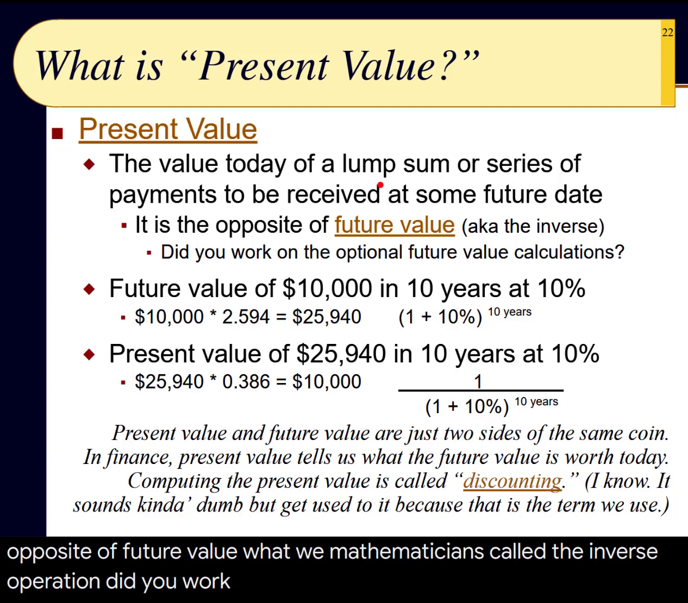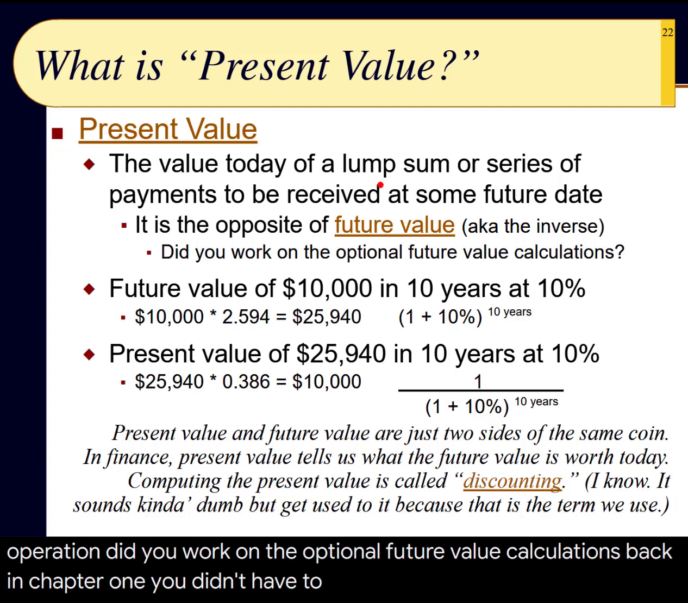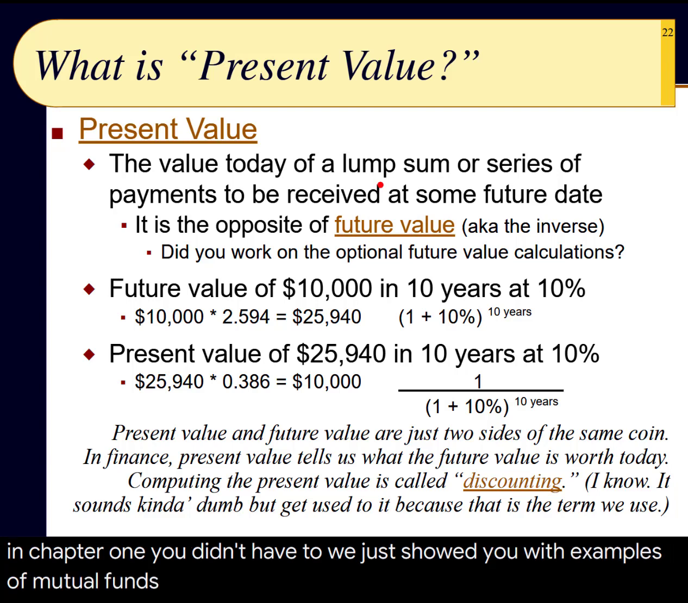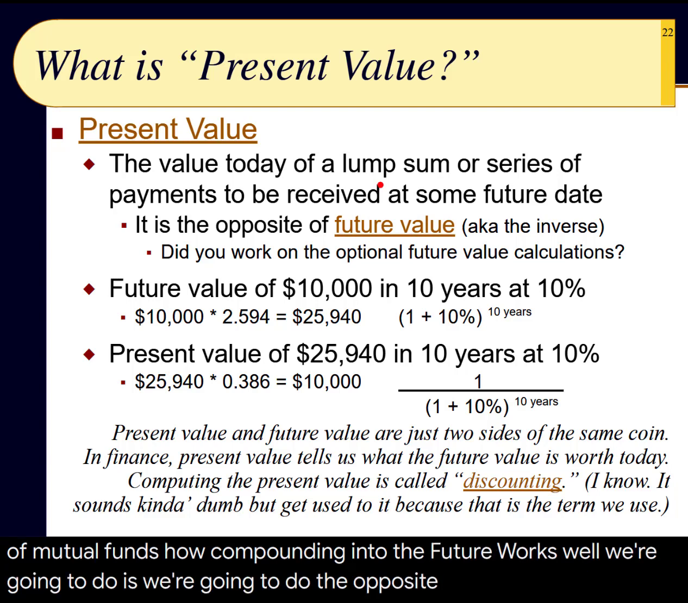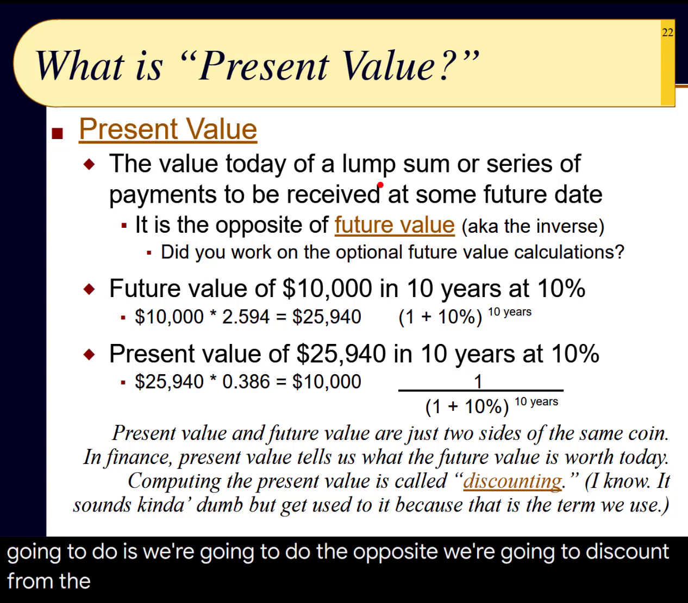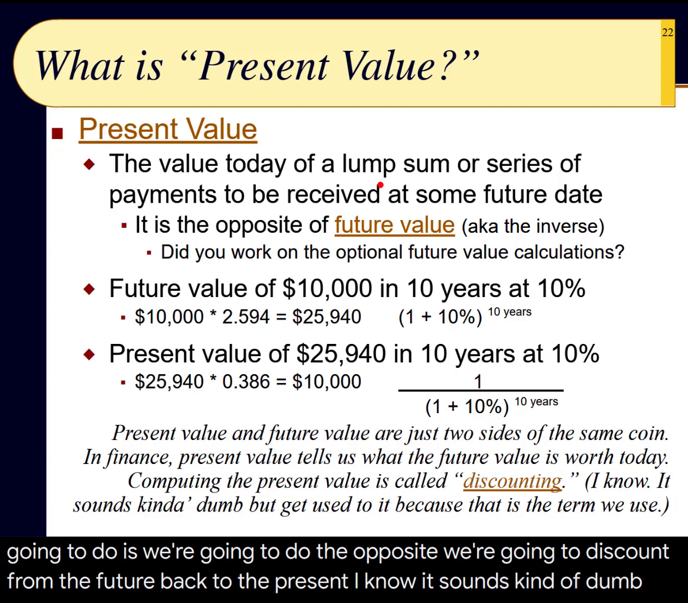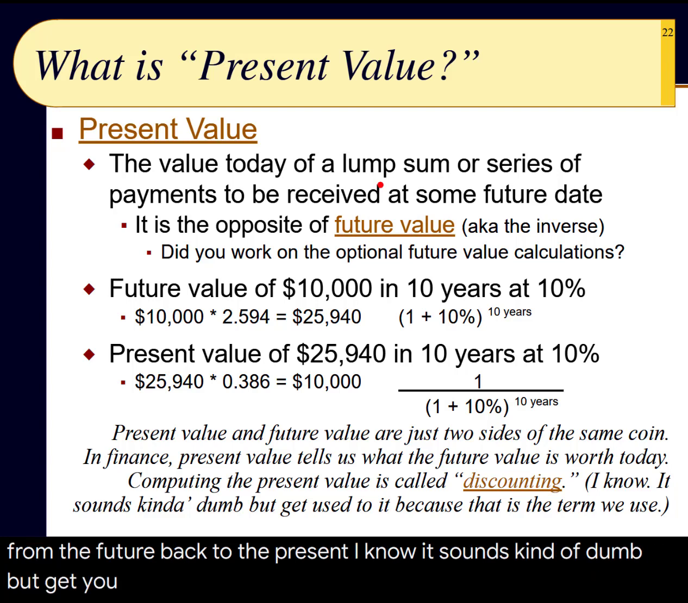Did you work on the optional future value calculations back in chapter 1? You didn't have to. We just showed you with examples of mutual funds how compounding into the future works. Well, what we're going to do is the opposite. We're going to discount from the future back to the present. I know it sounds kind of dumb, but get used to it because that's the term we use.